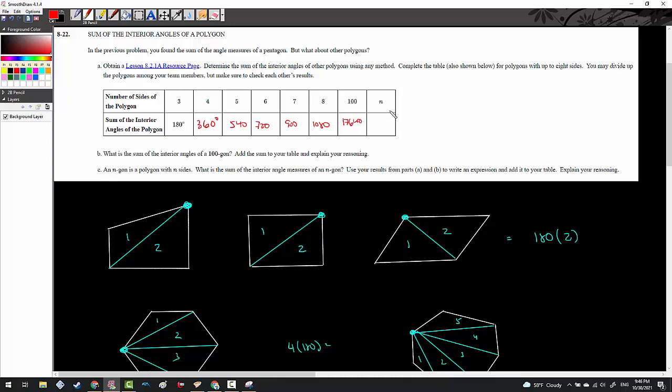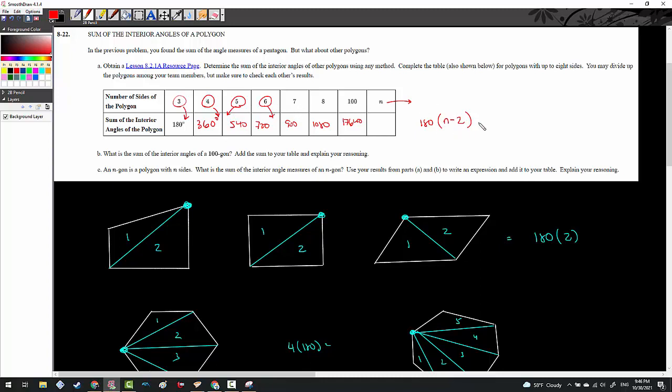Now, in an N-sided polygon, they didn't give us a whole lot of room here, but what they want us to do is come up with a general formula. And what this does is it takes the 180, because that's the number of degrees per triangle, and we take N, and it looks like every time we're subtracting 2. How do I know? Because 3 minus 2 is 1 triangle. 4 minus 2 is 2 triangles. 5 minus 2, 3 triangles. 6 minus 2, 4 triangles, and so on.